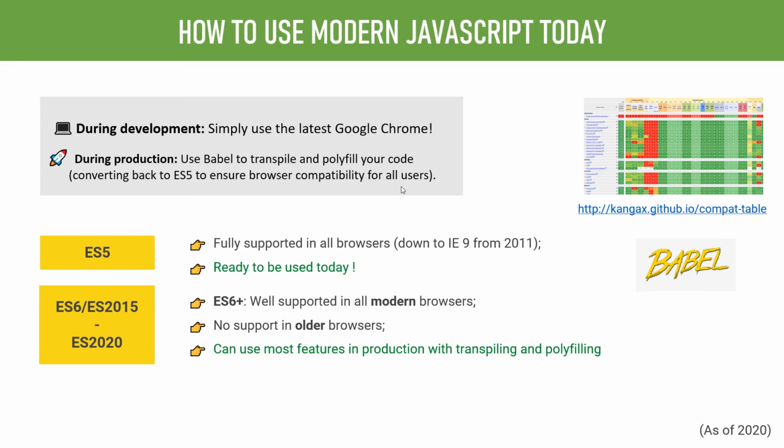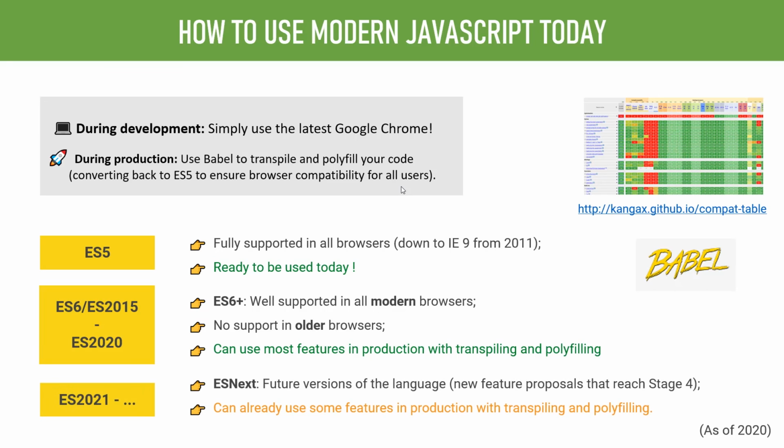Next, there are also the future releases of the language like ES2021, ES2022 and so on, and these future releases together are many times called ES Next. Now, why is this even relevant? Well, because most browsers actually start implementing new features even before they enter the official ECMAScript specification.